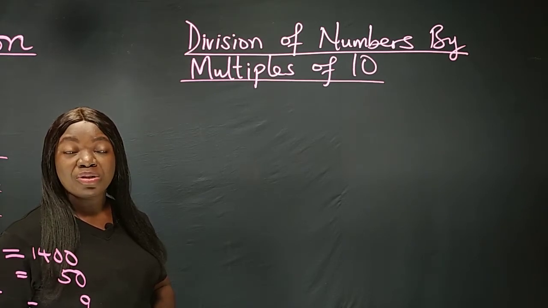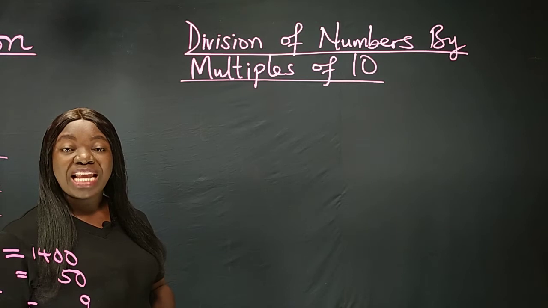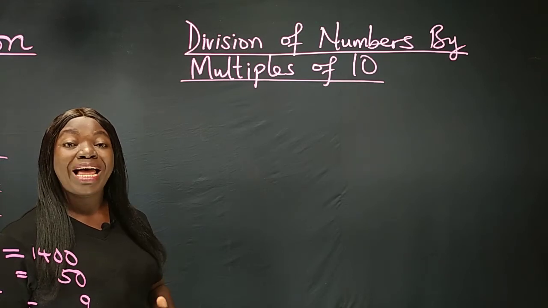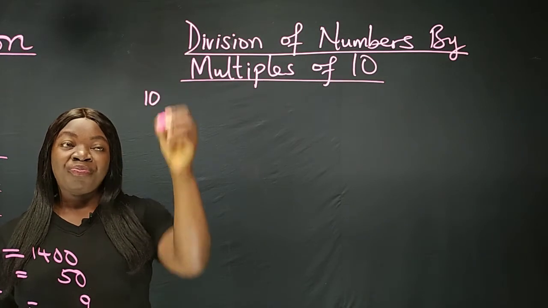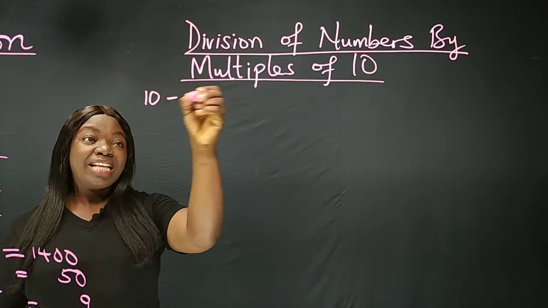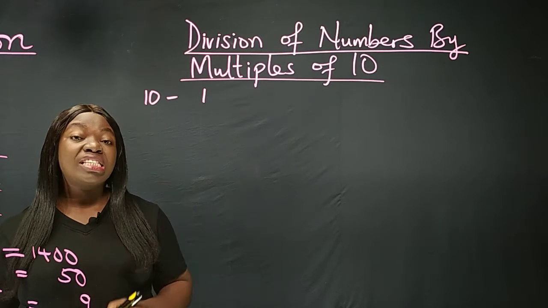What do we mean by multiples of 10? Multiples of 10 are the products you get when you multiply by 10. Now the first multiple of 10 here is 10. And 10 has an index of 1. That is, 10 has just a single 0.